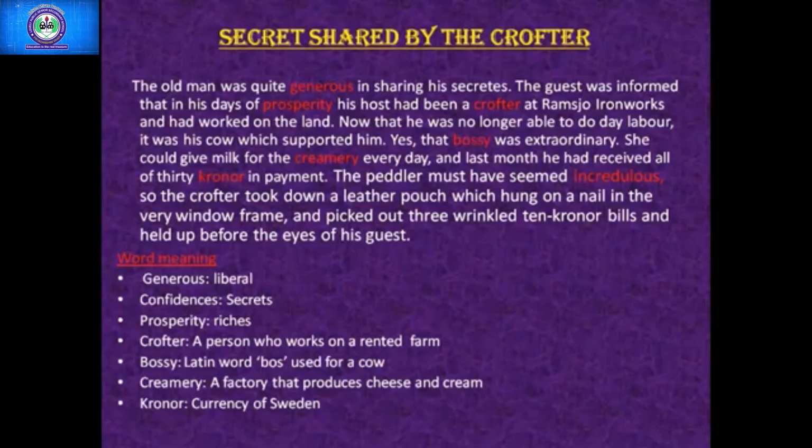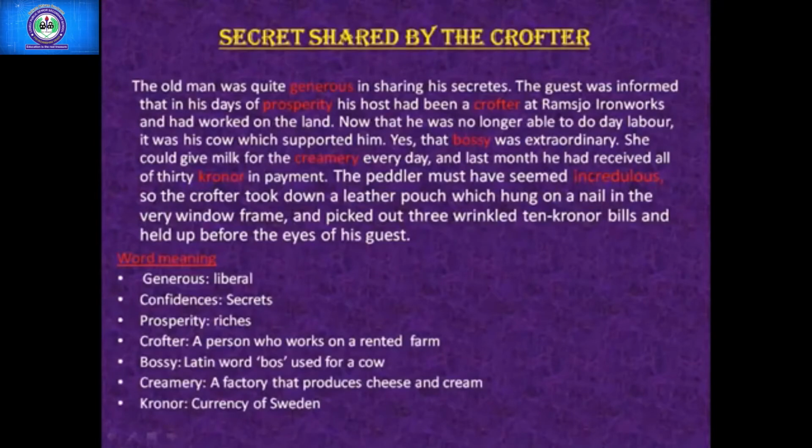The peddler must have seemed incredulous. Incredulous means the peddler would not believe that the old man could have 30 kroner. So he seemed incredulous, unbelievable. So the crofter took down a leather pouch which was hung on a nail in the very window frame and picked out three wrinkled 10 kroner bills and held them up before the eyes of his guest, showed him the money.